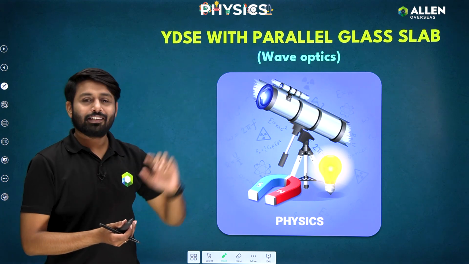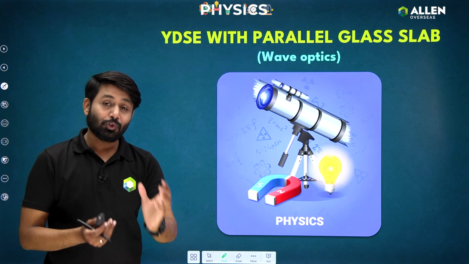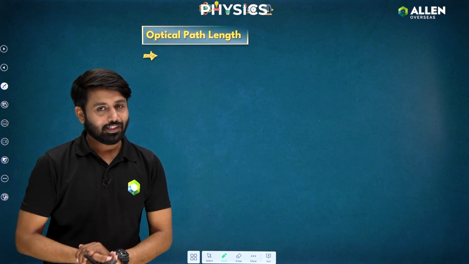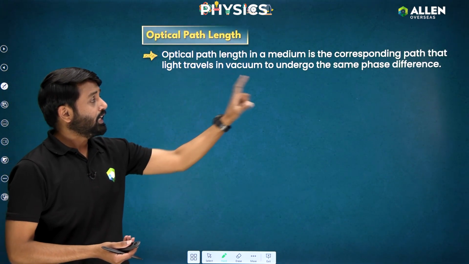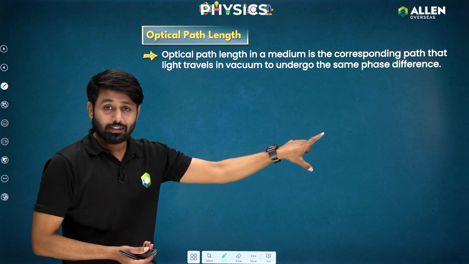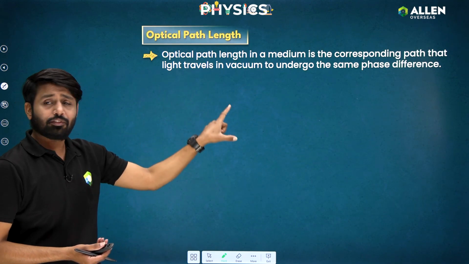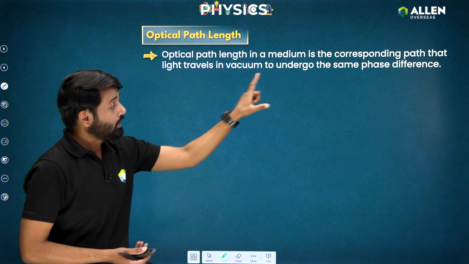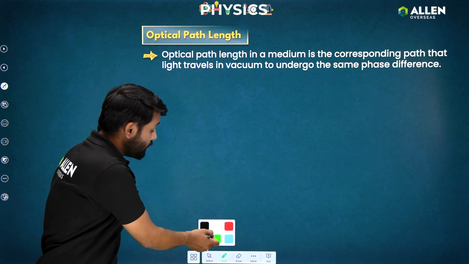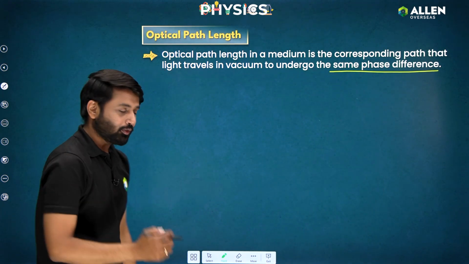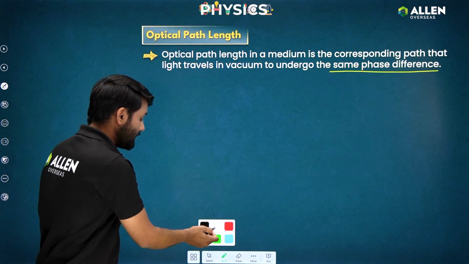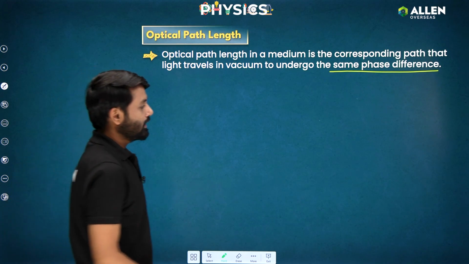Before starting YDSE with parallel glass slab, we should know about the optical path length. So what is optical path length? Optical path length in a medium is the corresponding path that light travels in vacuum to undergo the same phase difference. This point you have to keep in your mind. This is very important.